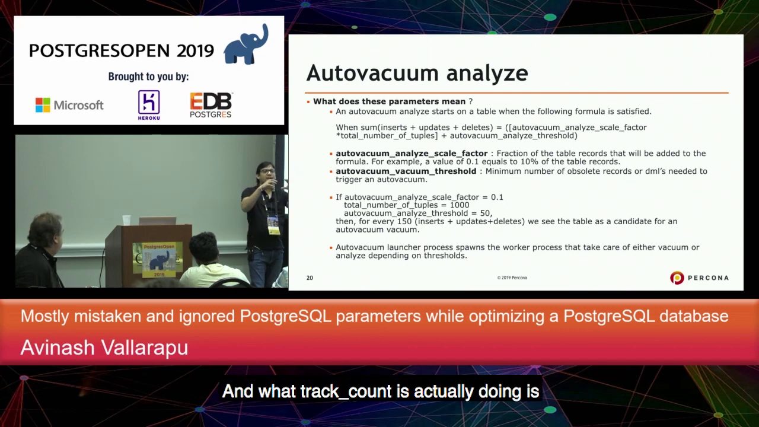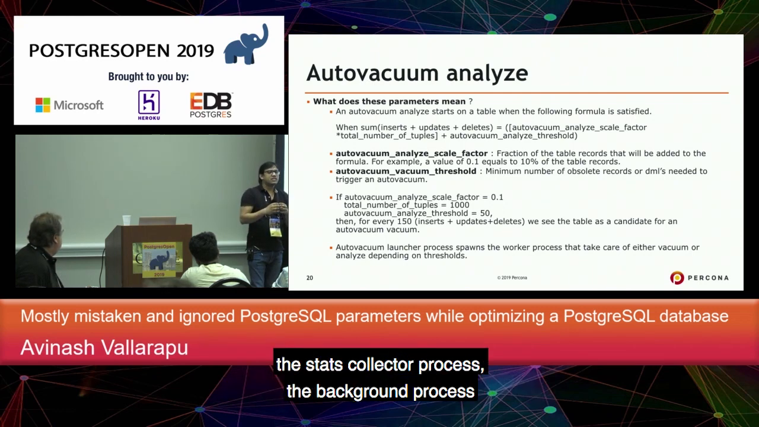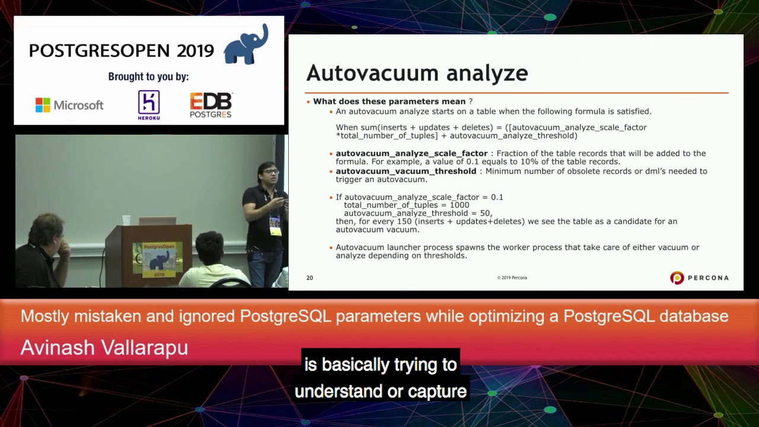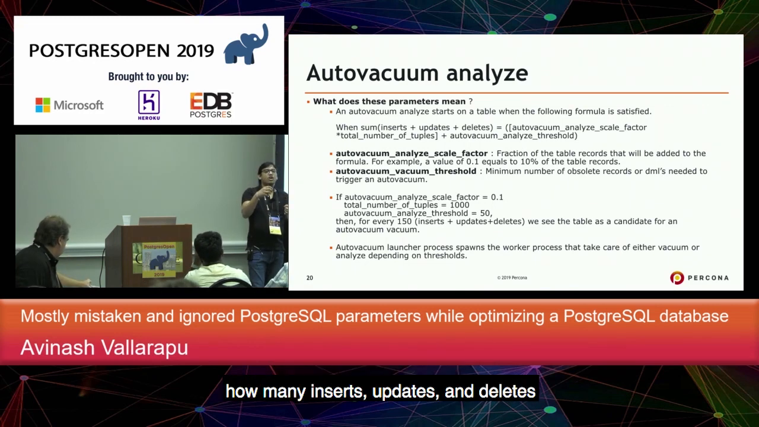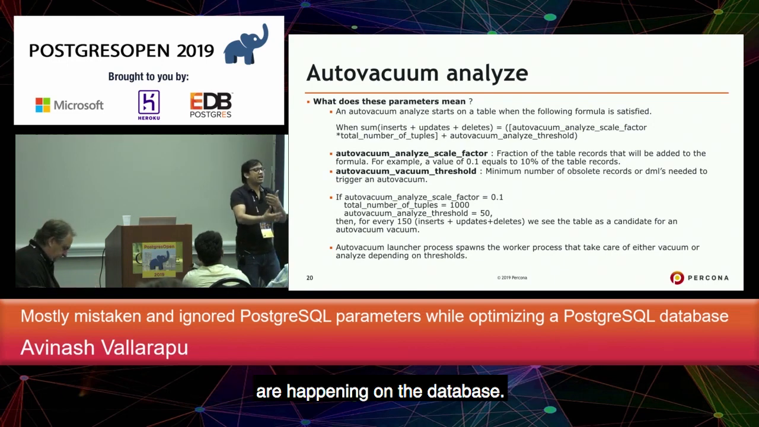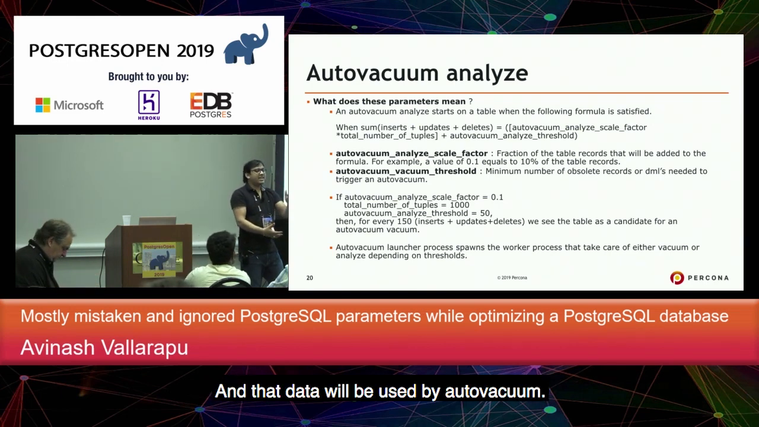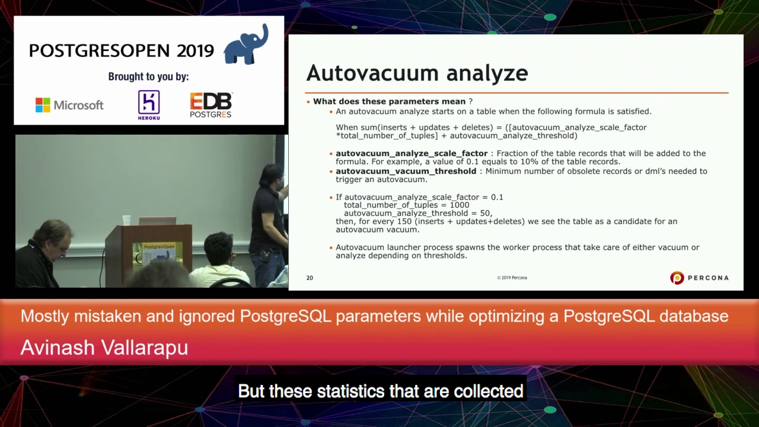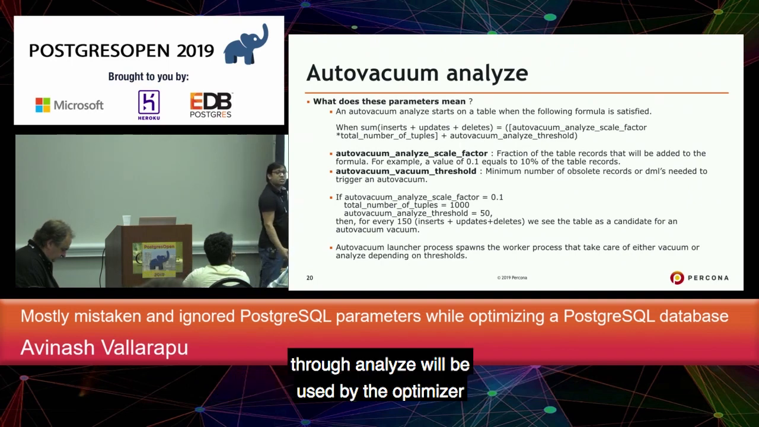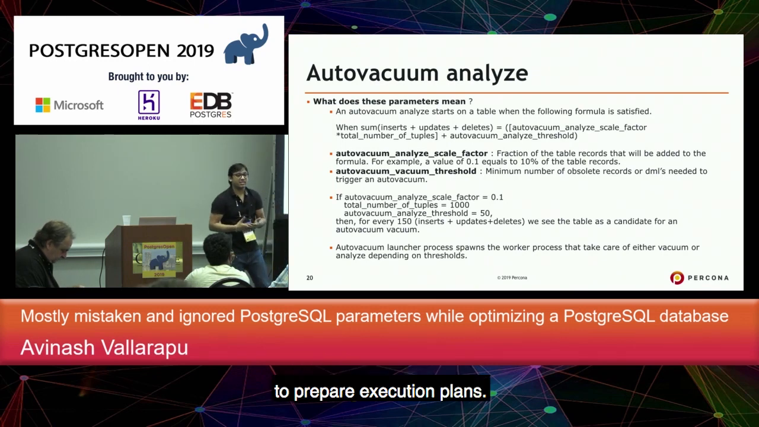And what track counts is actually doing is the stats collector process, the background process, is basically trying to capture how many inserts, updates, and deletes are happening on the database. And that data will be used by AutoVacuum. But these statistics that are collected through analyze will be used by the optimizer to prepare execution plans.